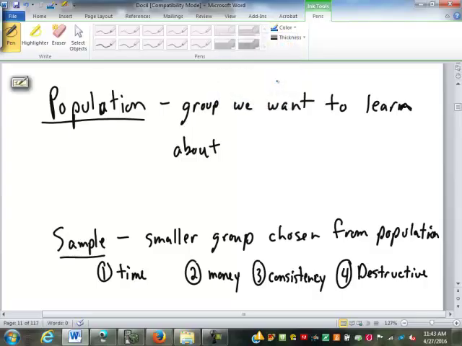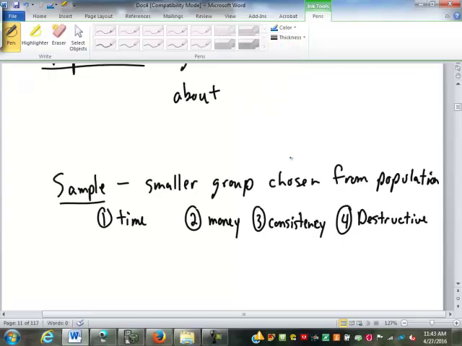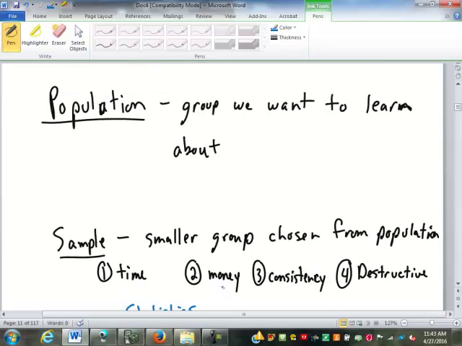So when we gather this information about a sample, the pieces of information that we gather about the sample are called statistics. The technical definition of a statistic is something that describes a sample. If we gather information from a population, or if we use our statistics to make a statement to describe the population, a piece of information that describes the population is called a parameter.